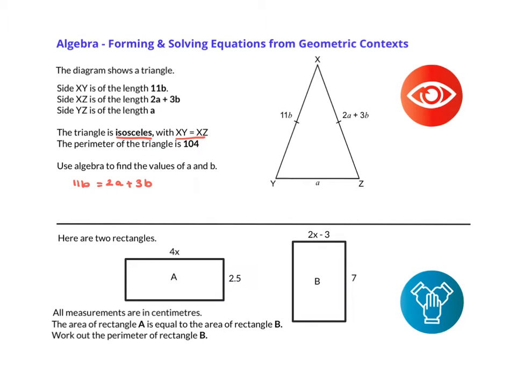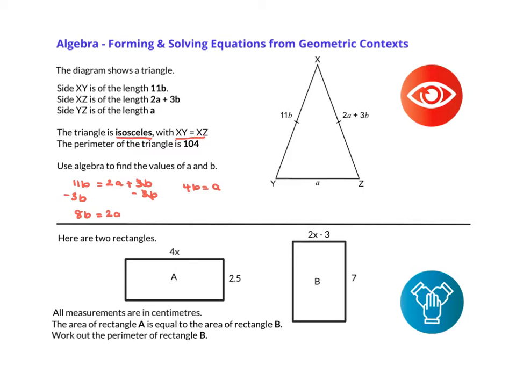Now, if I bring the b's over to the left-hand side, so I subtract 3b from both sides, which will eliminate it from the right, I'll end up with 8b equals 2a. And if 8b equals 2a, then 4b must equal a, which I'm just going to write as a. I'll use that piece of information later, but I'm going to carry on with my second equation.